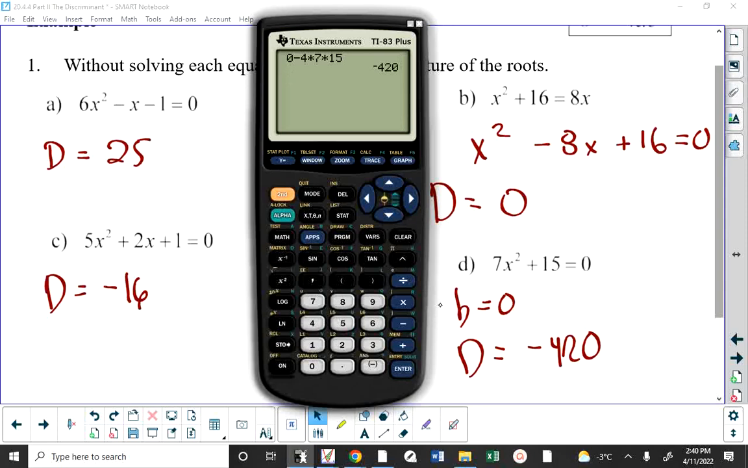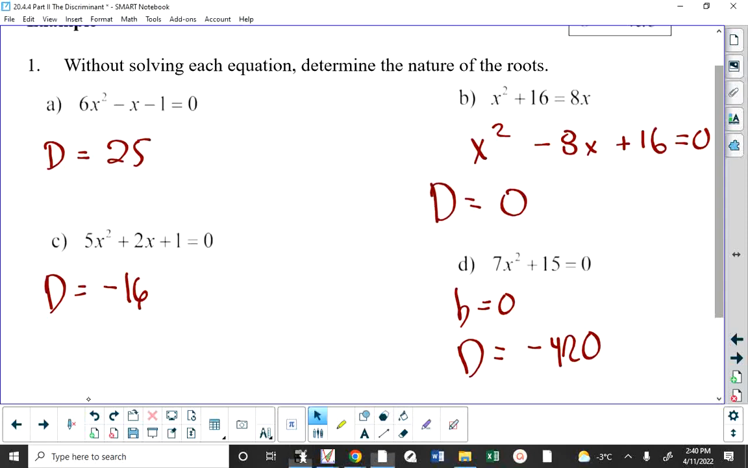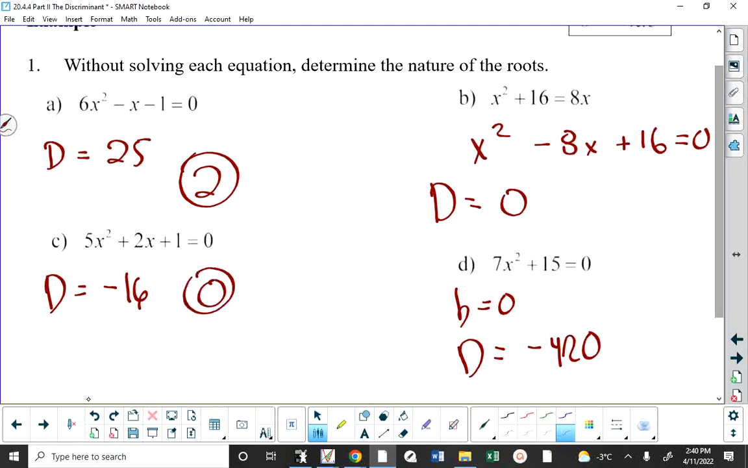I think those discriminants are right, aren't they? What I get is 2 solutions, 0 solutions, 1 solution, 0 solutions. Are we on the same page there with this? Perfect. Now things take a little bit of a turn.